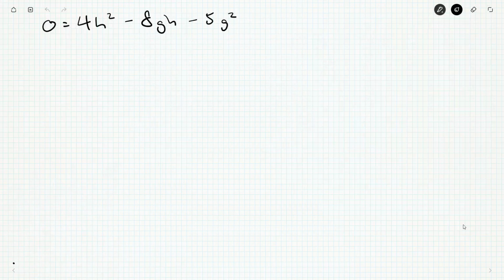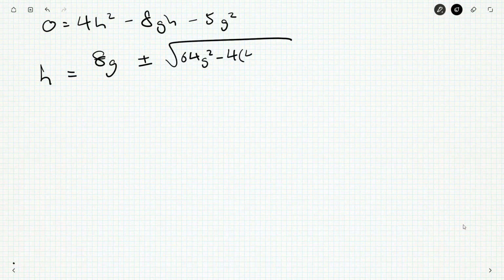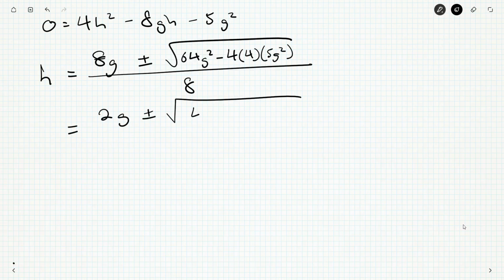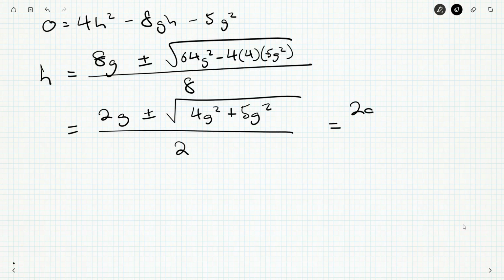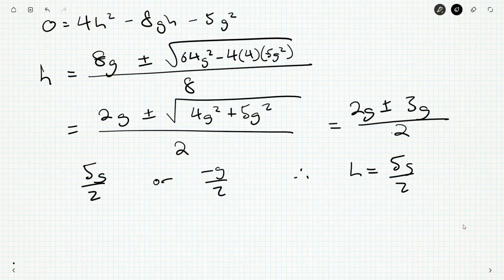Okay, I'm going to treat this as a quadratic in terms of h. So h is 8g plus or minus the square root of 64g squared minus 4 times 4 times negative 5g squared, all over 8. I can't divide by 8 everywhere, but I can divide by 4 everywhere. So that'll be 2g plus or minus the square root of 4g squared, both those 4's will go away, so minus 5g squared, except it's negative, so it'll be plus, all over 2. So it'll be 2g plus or minus the square root of 9g squared, so 3g, all over 2. So it'll be either 5g over 2 or negative g over 2. So h is 5g over 2, and this will allow me to get the answer.